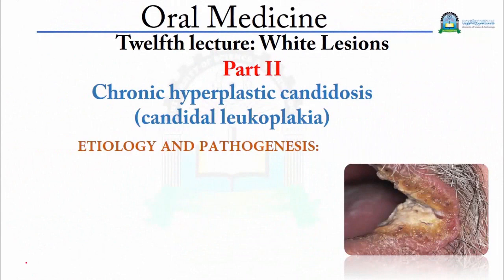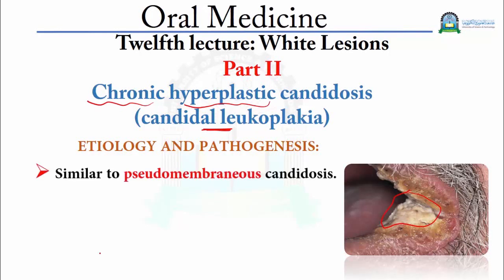The second lesion is chronic hyperplastic candidiasis. Chronic, so it develops over a long period of time, and hyperplastic, so there are hyperplastic lesions, and so it's called Candida leukoplakia.